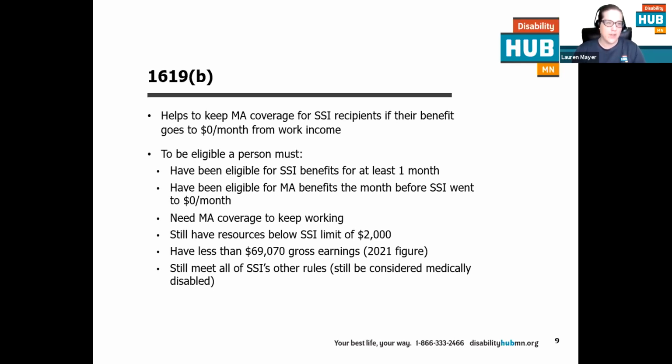And then the other caveat is that you have to meet all of SSI's other rules. And what that refers to basically is you still have to be considered medically disabled by the Social Security Administration. So you still do those medical reviews every once in a while and still have to continue to be considered medically disabled. But it's a really nice program that allows you to earn quite a bit of money and still keep your health insurance, because a lot of us are concerned mostly with our health insurance more than cash benefits sometimes. So it's a nice program. So that's sort of the SSI MA world.